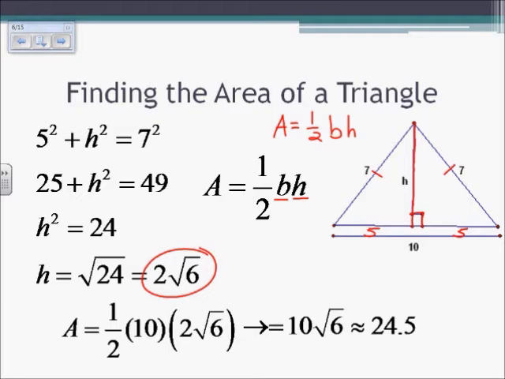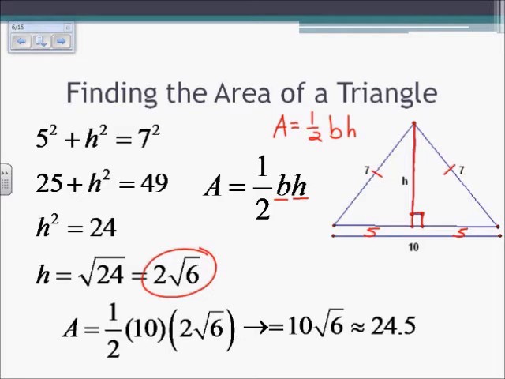24.5. So again, applying the idea of Pythagorean theorem to a triangle, solving for the height, and then finding the area of the triangle by using the height that you solve for. This is a question that will end up on the test.